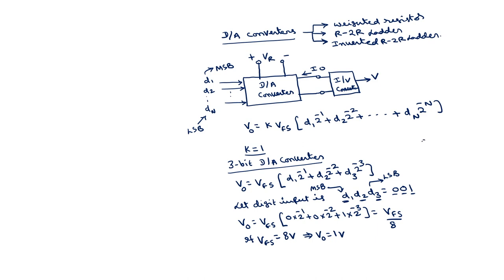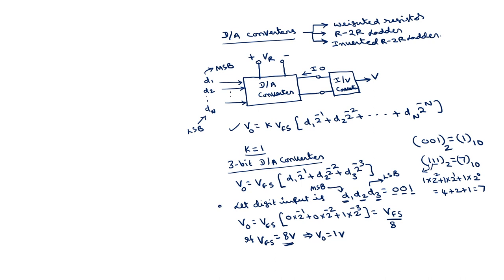The decimal equivalent of binary 001 is 1. If I take, say, 111 as D1, D2, D3, what is the decimal equivalent? It is 7. How to convert binary into decimal? You multiply each bit with its weight: the first 1 into 2 squared, plus the second 1 into 2 to the power of 1, plus the third 1 into 2 to the power of 0. This is equal to 4 plus 2 plus 1, which is 7. So we can easily see from this expression that if VFS is equal to 8 volts, then the output will be 7 volts. Corresponding to 001, you are getting 1 volt.